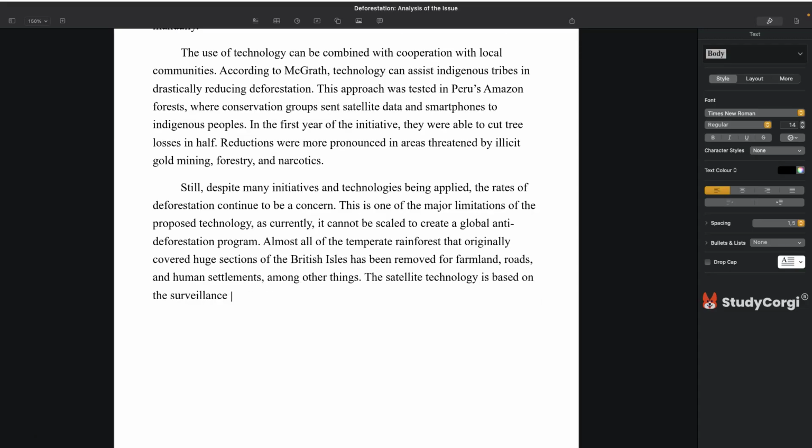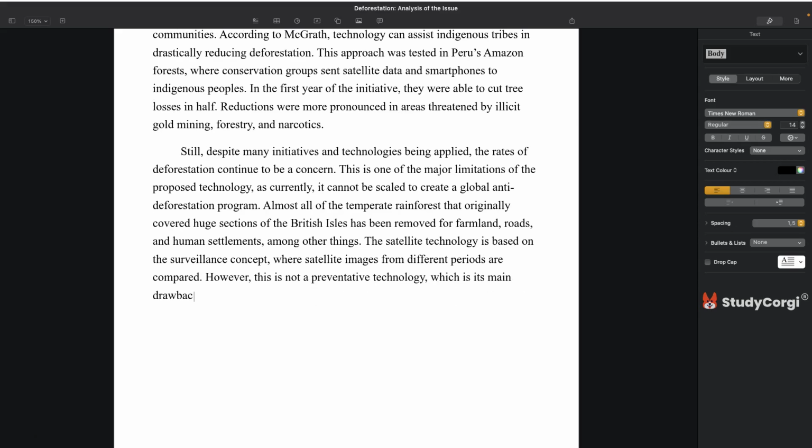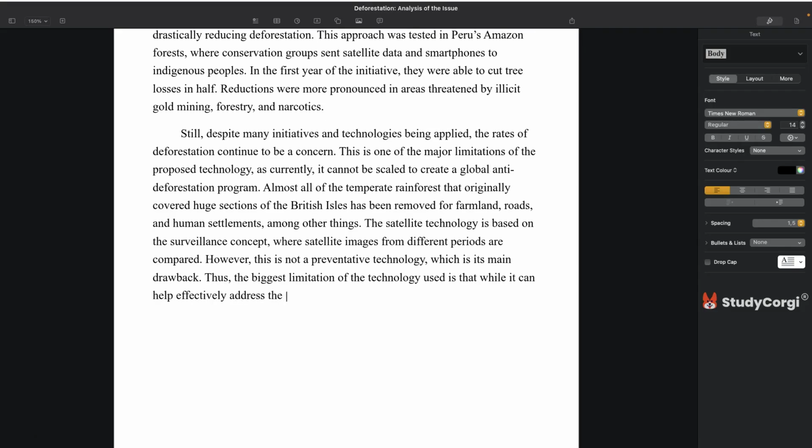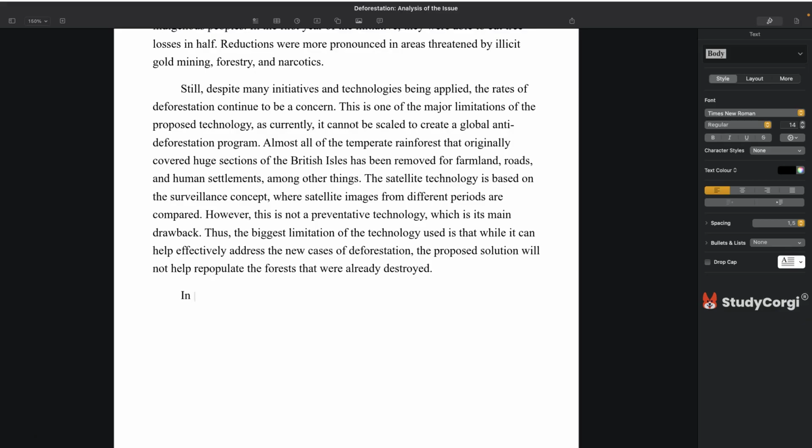The satellite technology is based on the surveillance concept, where satellite images from different periods are compared. However, this is not a preventative technology, which is its main drawback. Thus, the biggest limitation of the technology used is that while it can help effectively address the new cases of deforestation, the proposed solution will not help repopulate the forests that were already destroyed.